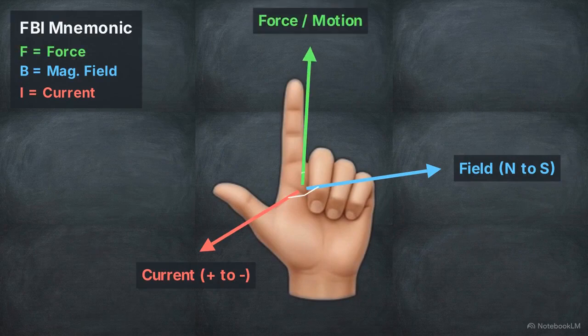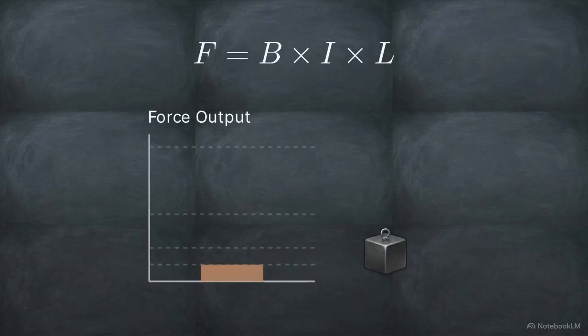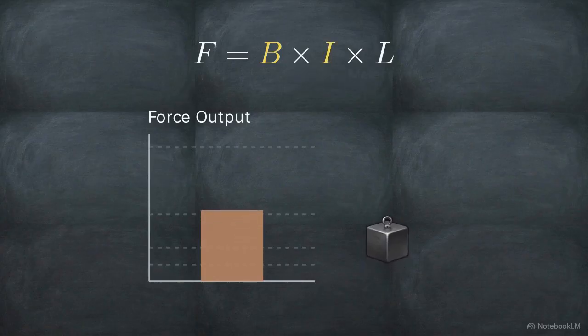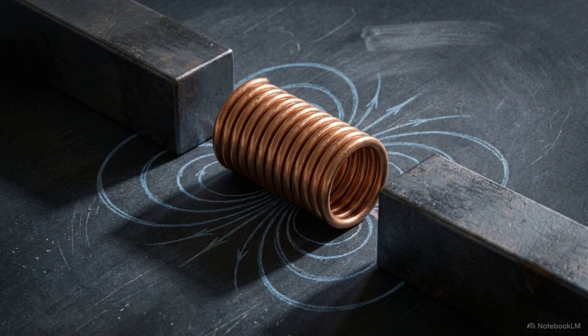Your thumb then points in the direction of the resulting mechanical motion. The exact thrust generated by this interaction is governed by the equation F equals B times I times L. Force equals the magnetic field strength in Teslas, multiplied by the current in amperes, multiplied by the length of the conductor. Doubling any one of these variables exactly doubles the physical thrust. We have now translated an invisible electromagnetic field into predictable, mathematically precise mechanical motion.